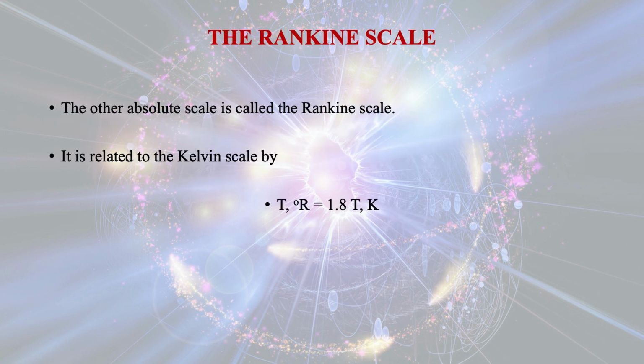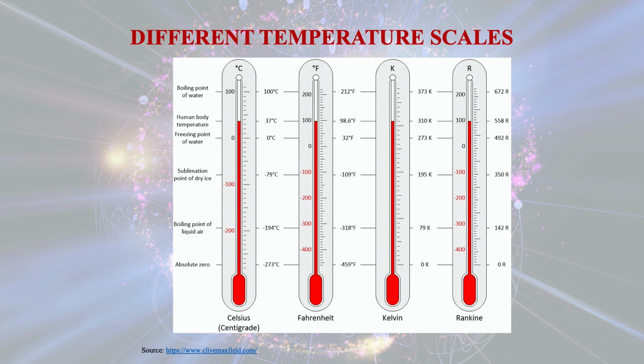The other absolute scale is called the Rankine scale. It is related to the Kelvin scale by T Rankine equals 1.8 T Kelvin. Now here four temperature scales are shown. One is Celsius, that is centigrade. Second one is Fahrenheit. Third one is Kelvin, and fourth one is Rankine.